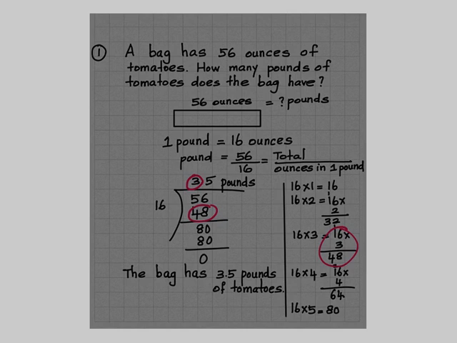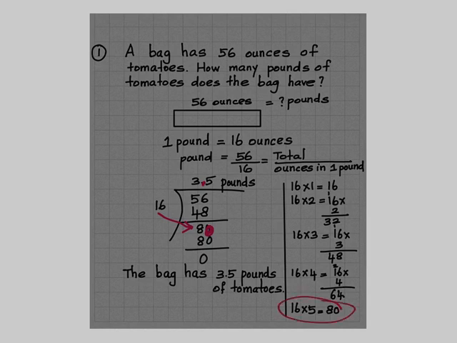The next step is to subtract 56 minus 48. When we subtract, we get 8. And 8 is a smaller number for it to be divided by 16. So we put a decimal point in the quotient. When we put a decimal point in the quotient, you can add a 0 next to the 8. So it becomes 80. The next step is we have to find how many 16 goes in 80.